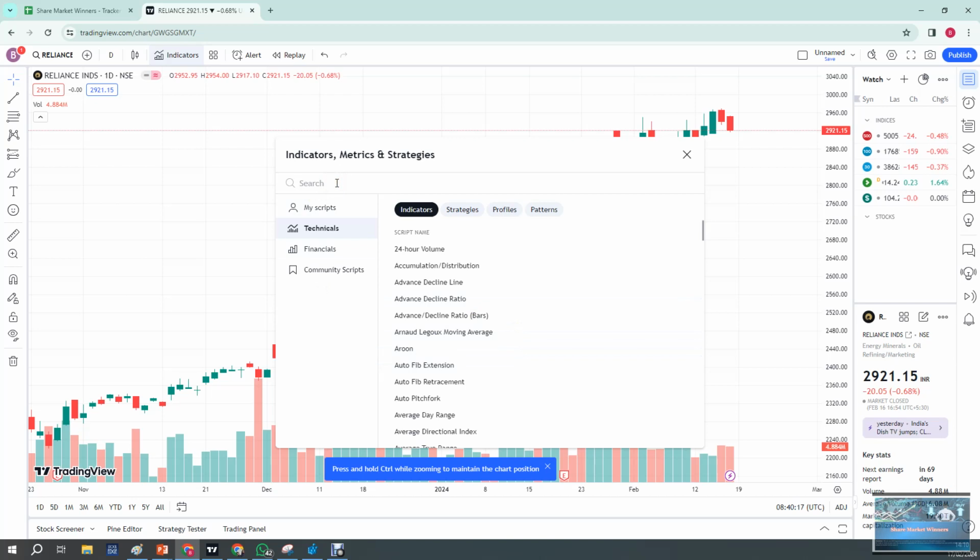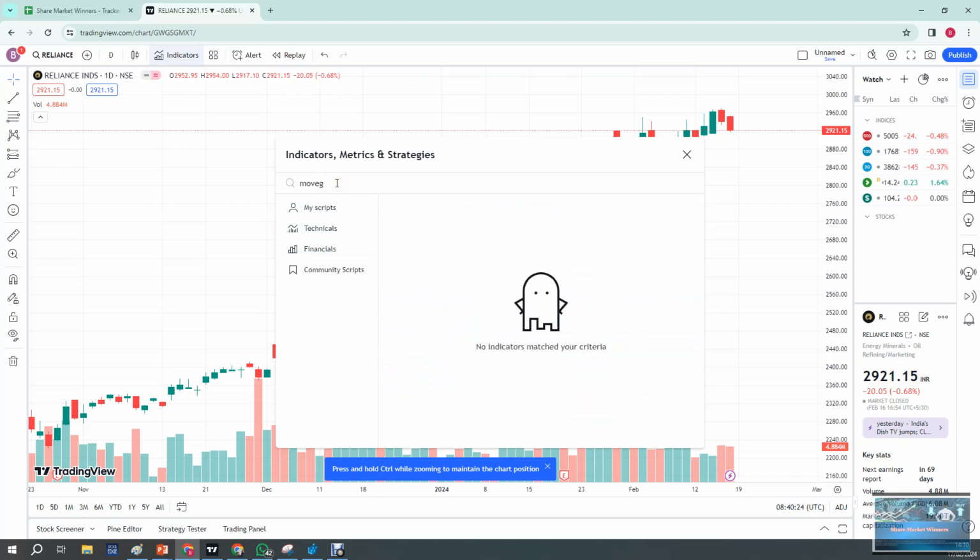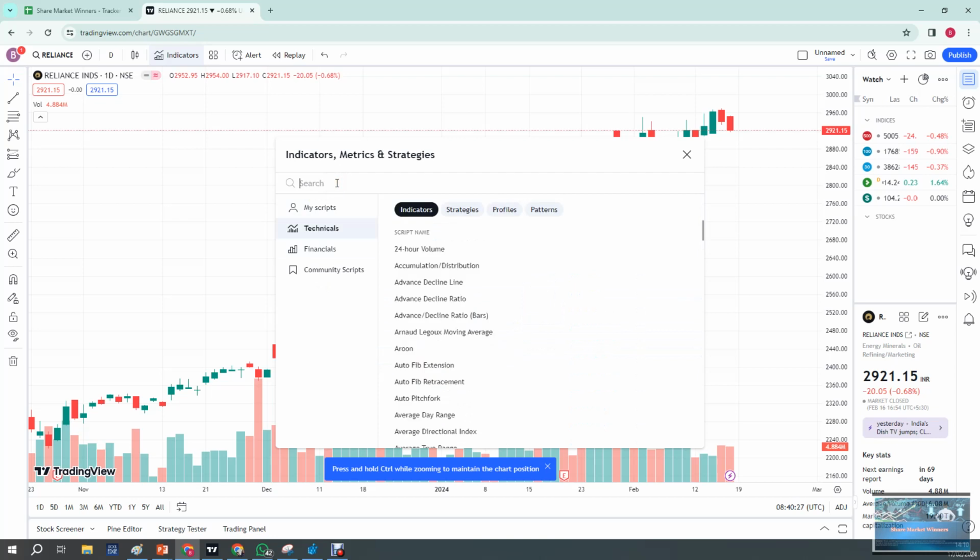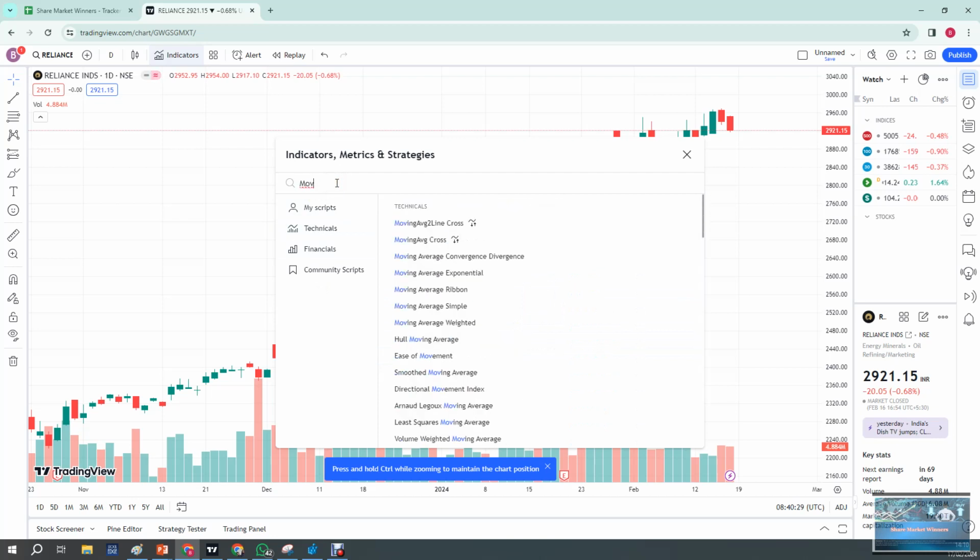Mostly, the first indicator which we can use is the moving average. Okay, that is the most commonly used indicator, which is very simple to use. There is the simple moving average, the exponential moving average, and two others: the Hull moving average, and one more, the weighted moving average. So let's see what a simple moving average is.